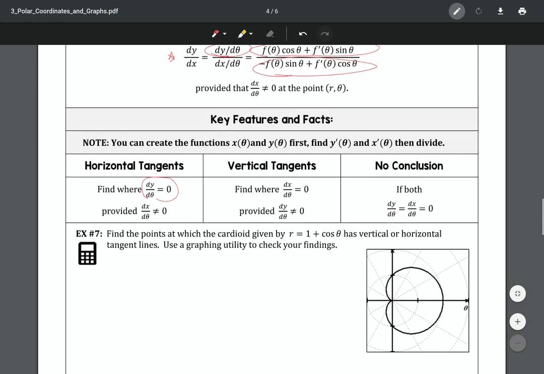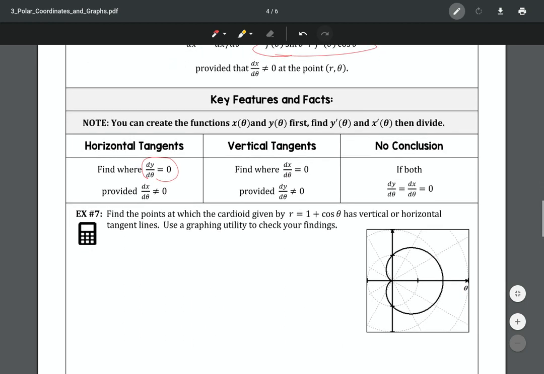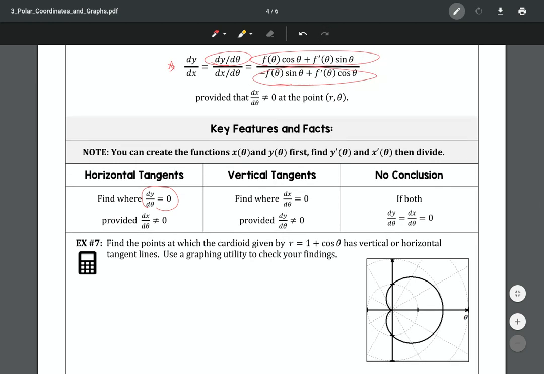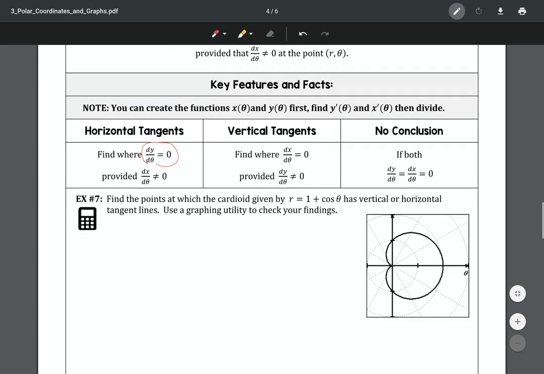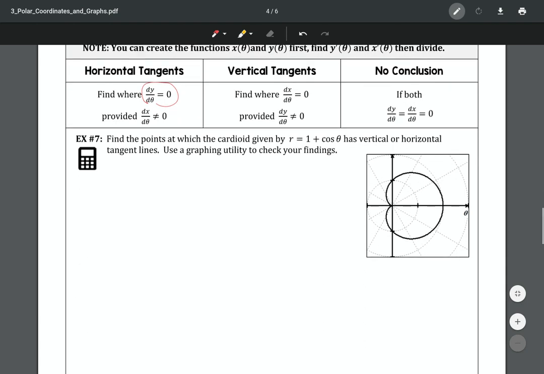Okay, now you don't have a conclusion. You don't know what you have if both dy over d theta and dx over d theta are both 0. So let's go ahead and just head to a problem and let's see what we can do here.